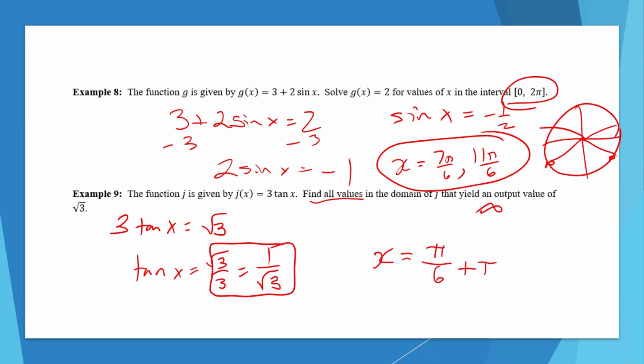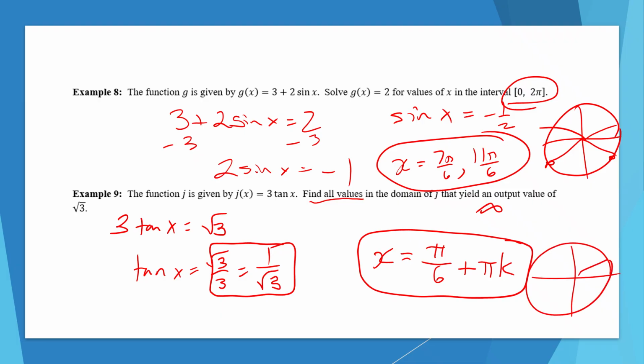And then we only need 1 because we can say plus pi k, and that will encompass here 30 degrees. It will encompass 210 degrees. It will encompass 390 degrees. All of those are accounted for with that plus pi k for tangent.